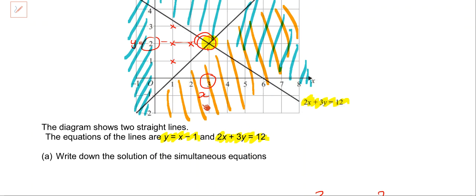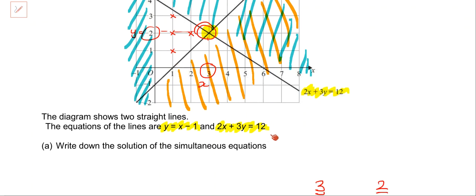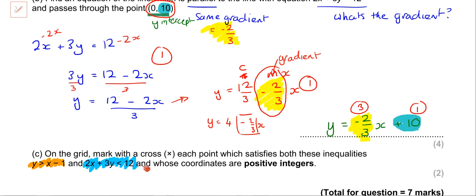Okay? So for instance, anything on the lines, okay? Are we allowed anything on the lines? No, because we've got no equal to. So if you put anything on the line, you lose your marks, I'm afraid.